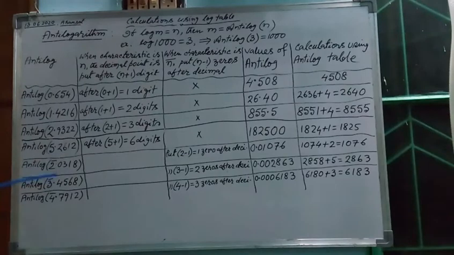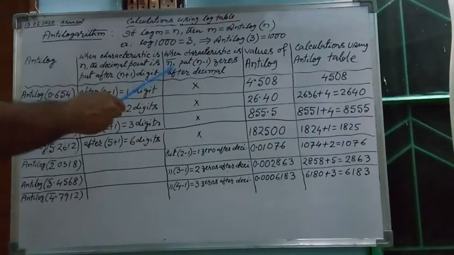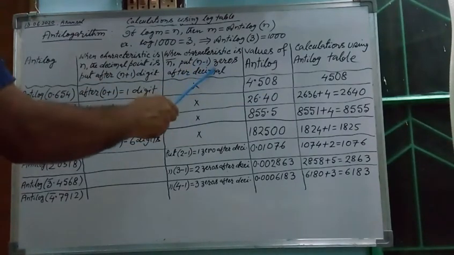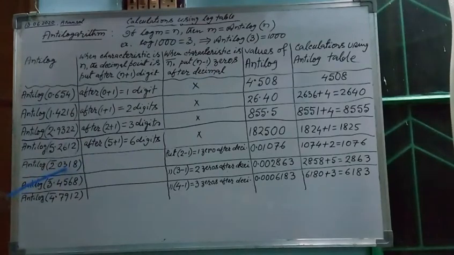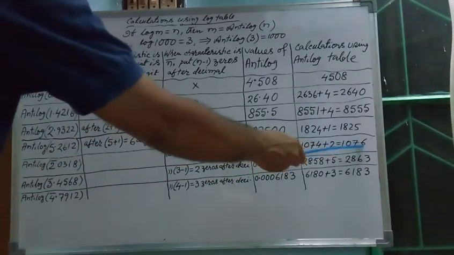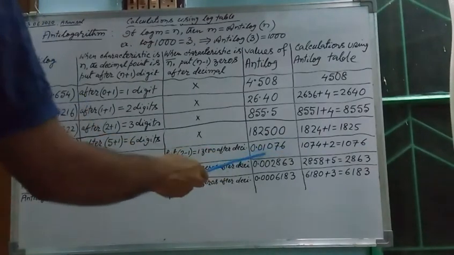Now, if the antilog is in the bar form, that is antilog of 2 bar 0.0318. When the characteristic is n bar, put n minus 1 zeros after the decimal. After the decimal, you have to put n minus 1 zeros. Here we will see the value of 0.03. Move along the same row, come under 1. The value is 1074. And see the mean difference of 8. The value is 2. Add these two values and we get 1076.